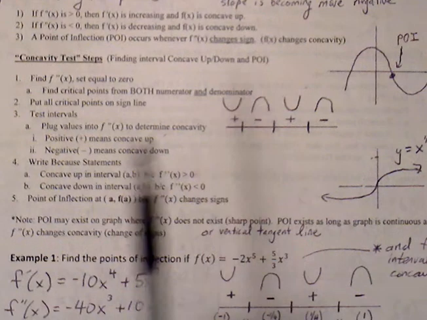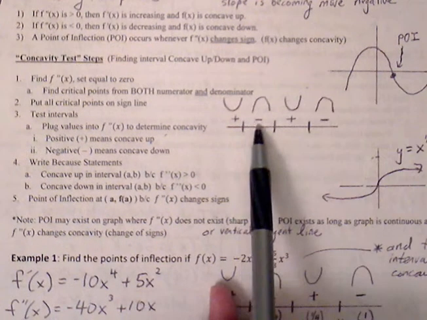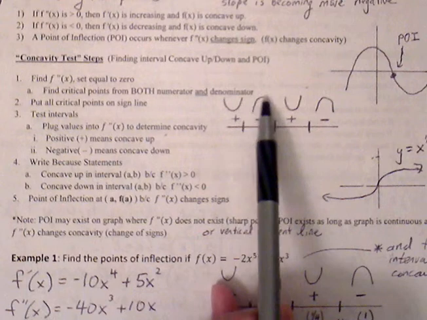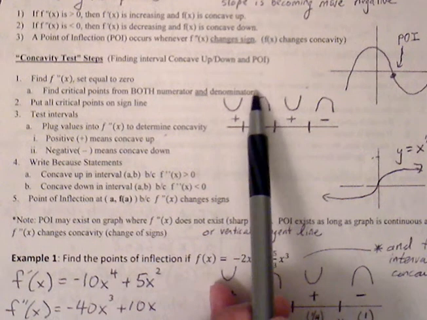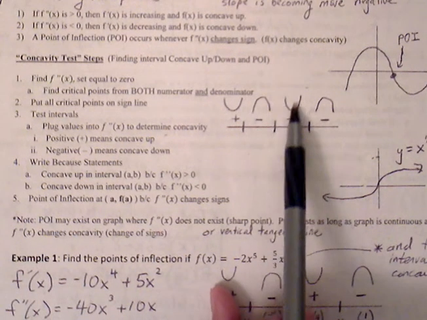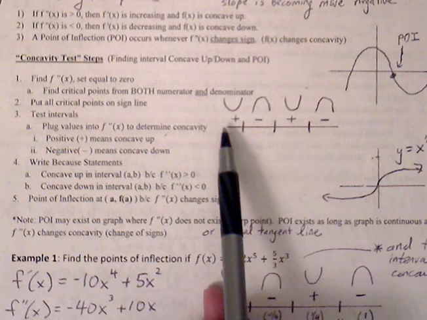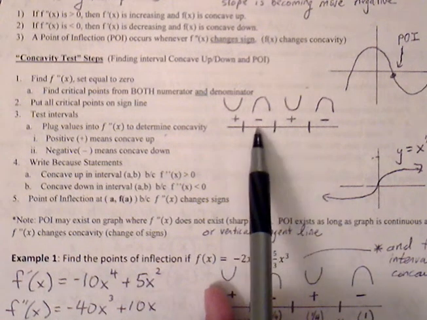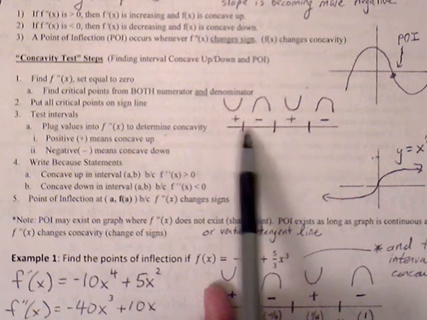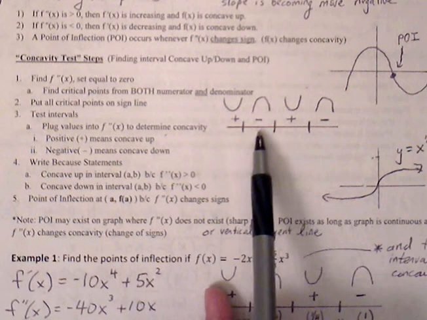Graph is concave up. If I have a negative in the region, then I know that in this region my graph will resemble this, concave down. Positive, concave up, negative, concave down. Now wherever there's a change in concavity and that point exists, then we can say that point is point of inflection.